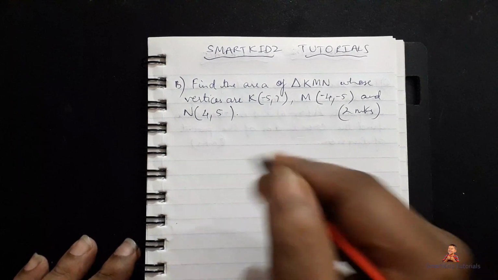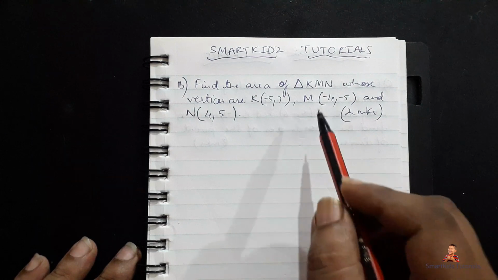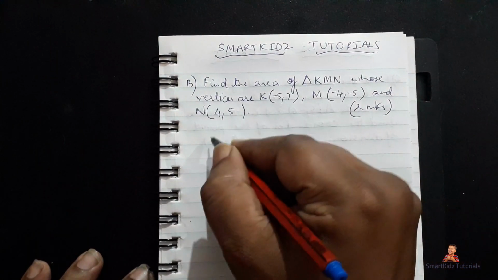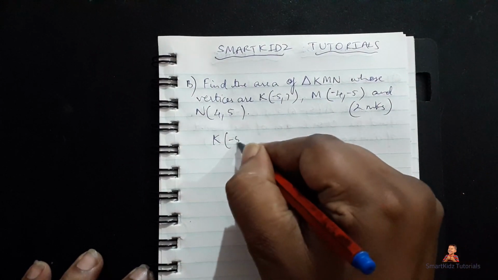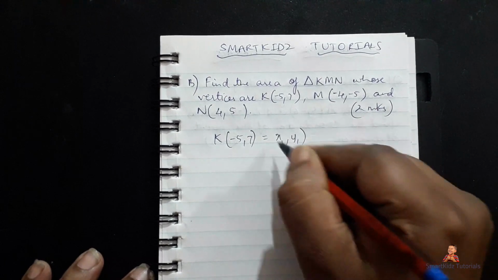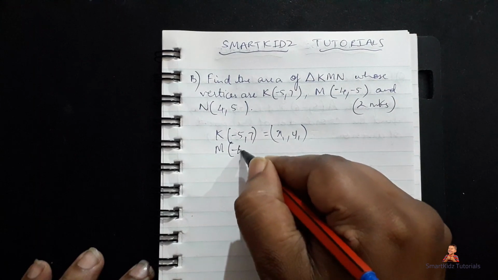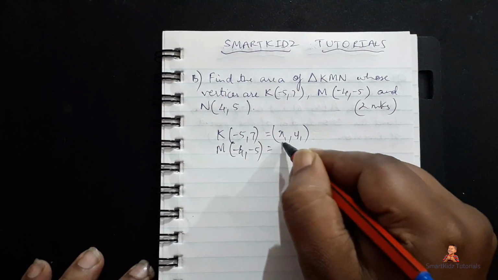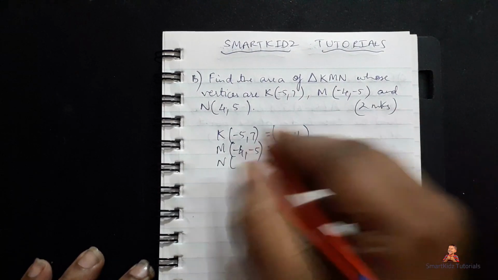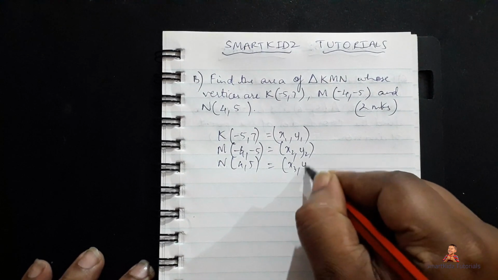So we'll just write over here x1, x2, x3 and y1, y2, y3, so it becomes easier for us to substitute in the formula. So we are given K, which is (-5, 7), so we'll write this equal to (x1, y1). Then we have M, which is given to us as (-4, -5), we'll write this equal to (x2, y2). N as (4, 5), write this equal to (x3, y3).